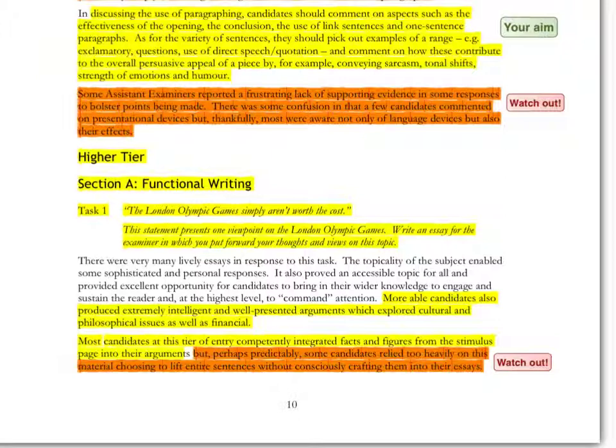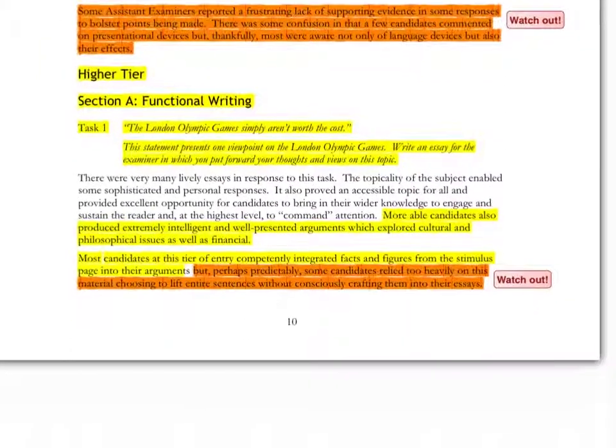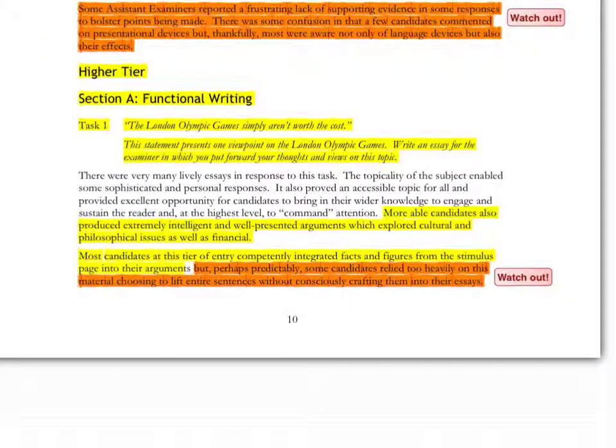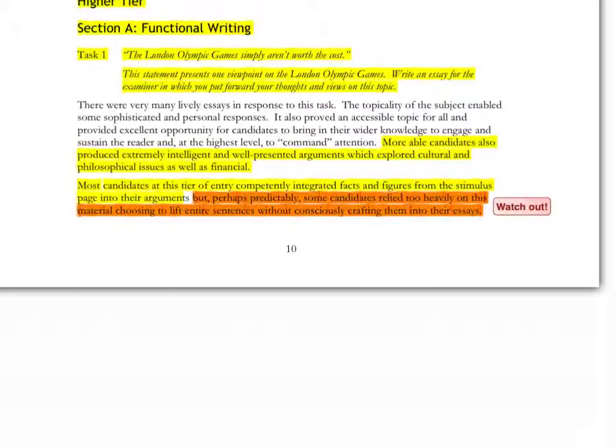One last thing there, but I don't think any of you will have a problem with it. It said that some people commented on presentational devices if they were present, but obviously, you're only commenting on language, so you don't need to talk about anything which you could think was presentational. Higher tier then was the same.